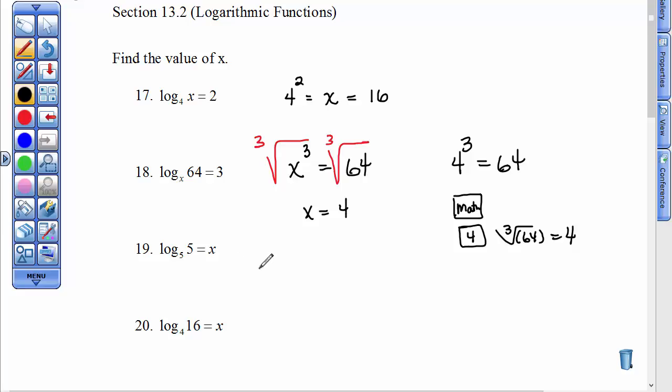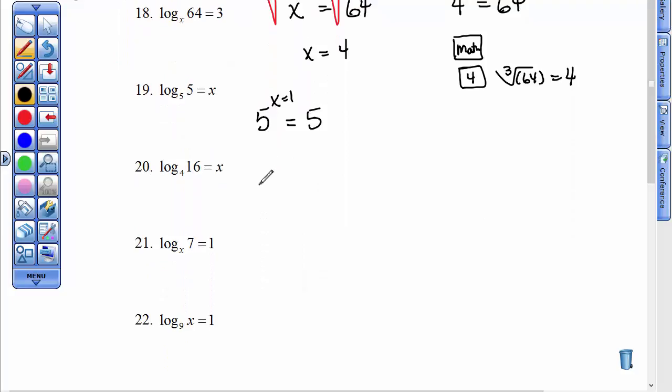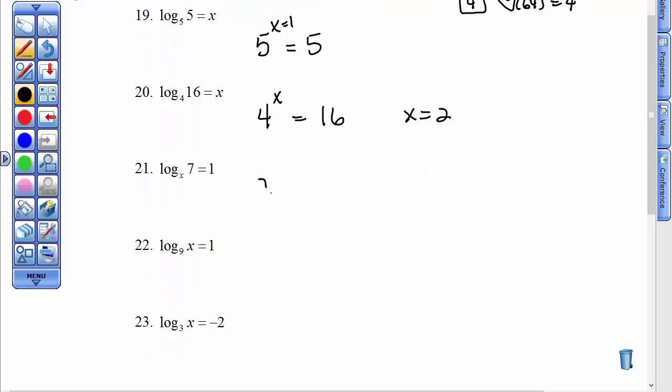Okay, so here, 5 gets raised to what power in order to get 5? And you would just say to me, x has got to equal 1. No math work really here. 4 to what power is equal to 16? Oh yeah, I just got to square 4. So x is equal to 2 in order to get 16. x to the first power is equal to 7. Oh, well that just means x is 7.